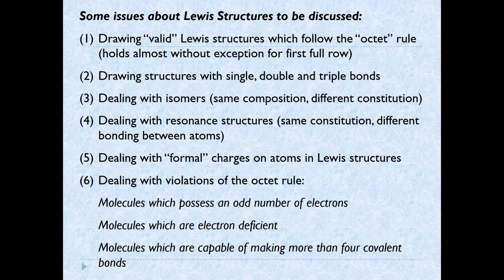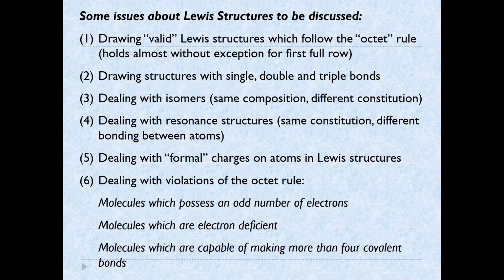We also want to look at how to draw Lewis structures with single bond, double bond, or triple bond. We will equally look at molecules that sometimes have isomers, and how we draw their structures. Then we look at resonance structures, how to calculate formal charges, and the violations of the octet rule. Remember that for every rule, there is always an exception. So the octet rule has some exceptions. Sometimes your molecules may have an odd number of electrons, and you know that an octet is an even number. So when you have an odd number of electrons, definitely you can't form an octet.